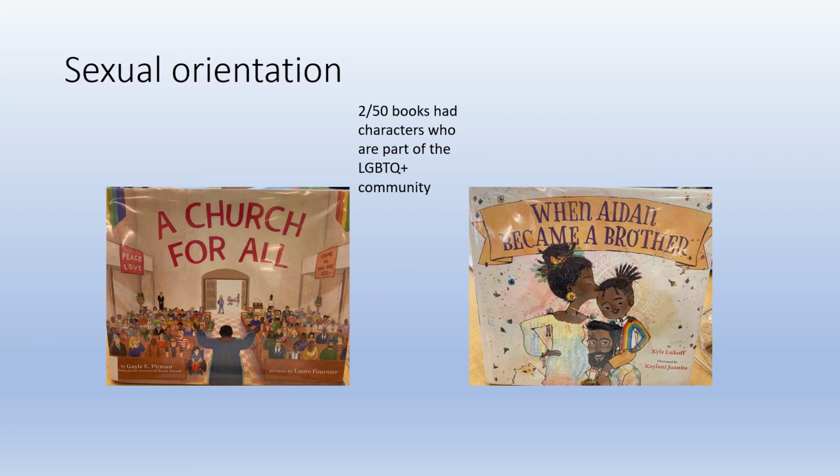On this slide, we're going to talk about sexual orientation. So out of 50 books, only 2 books included characters from the LGBTQ community. I was actually surprised they had any at all. So I was surprised they had these 2, especially the book on the right. The book on the right is called When Aiden Becomes a Brother.